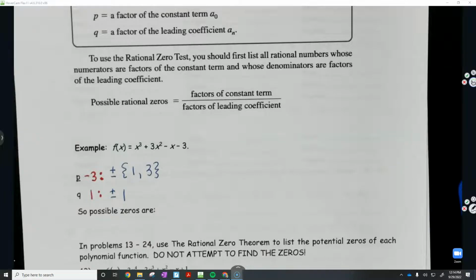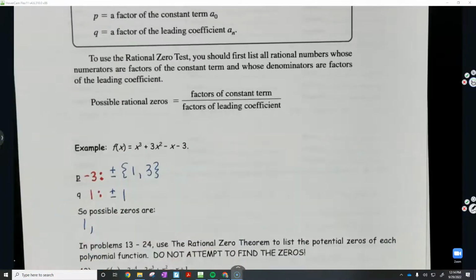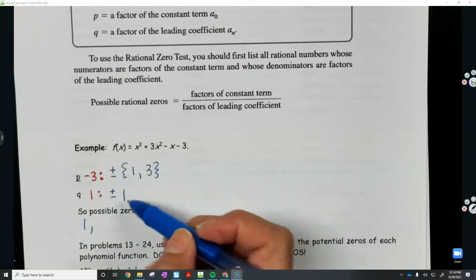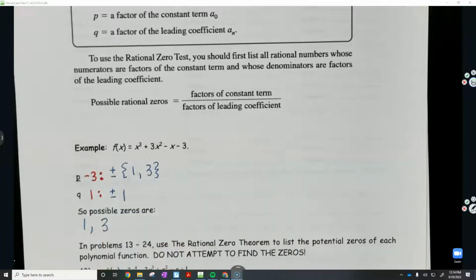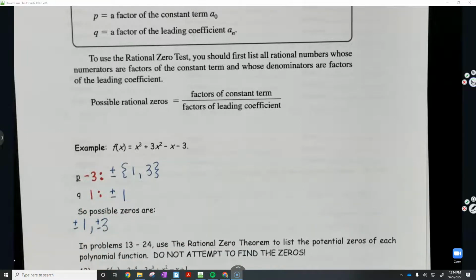So the way we're going to figure out the actual possible answers is we're going to do P divided by Q. So we're going to do 1 divided by 1, which is 1. 3 divided by 1, which is 3. And that's it. But it's positive and negative. So you have a total of 4 possible answers. Can't have a 2. Can't have a negative 5. Could have a positive 1. Could have a negative 1. You will have one of those. It will be one of those.